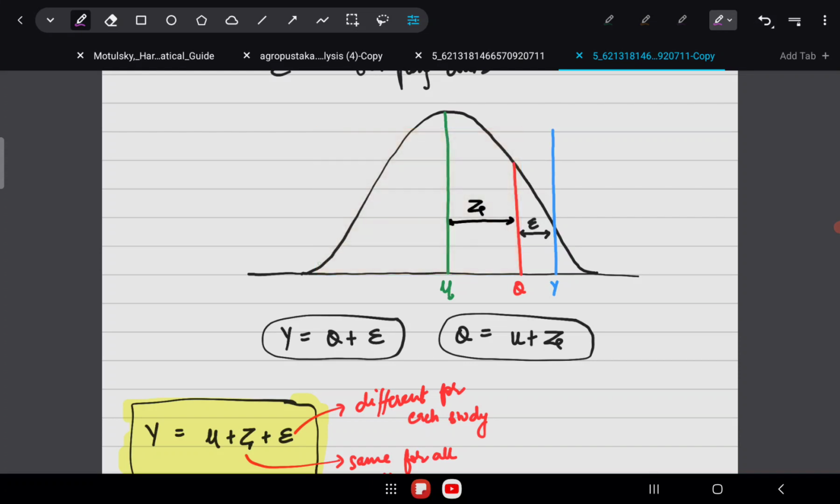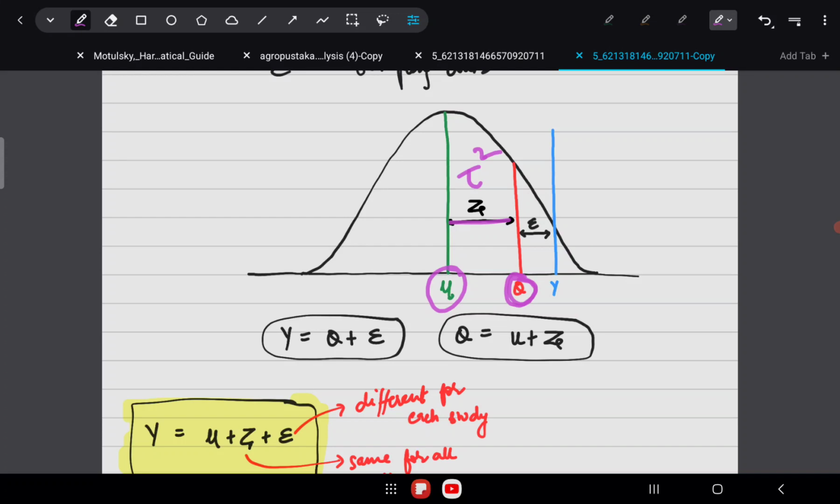This is the distribution of the true effects, and this is the mean of that distribution. Let's say this is study 1, and this is the true effect of study 1. The difference between the true effect of study 1 and the mean of the distribution of true effects is zeta, and this zeta depends on the between-study variance, that is tau square, and tau square will be similar for all the studies.